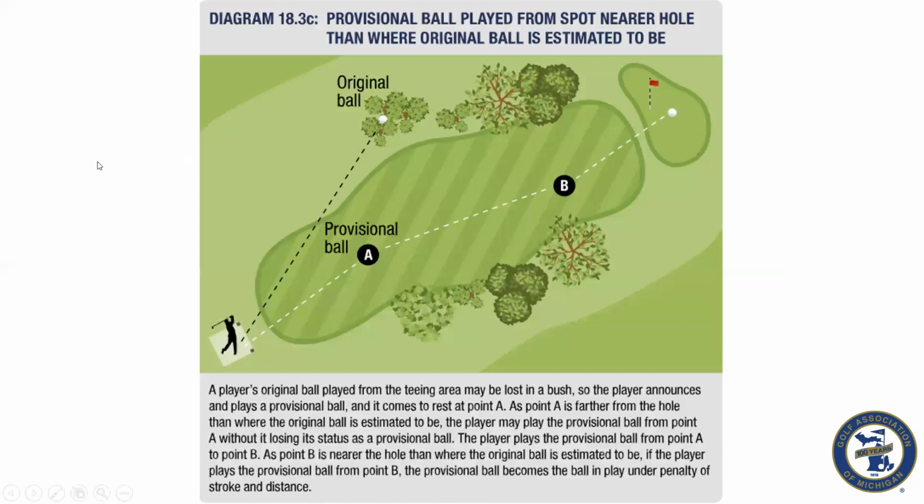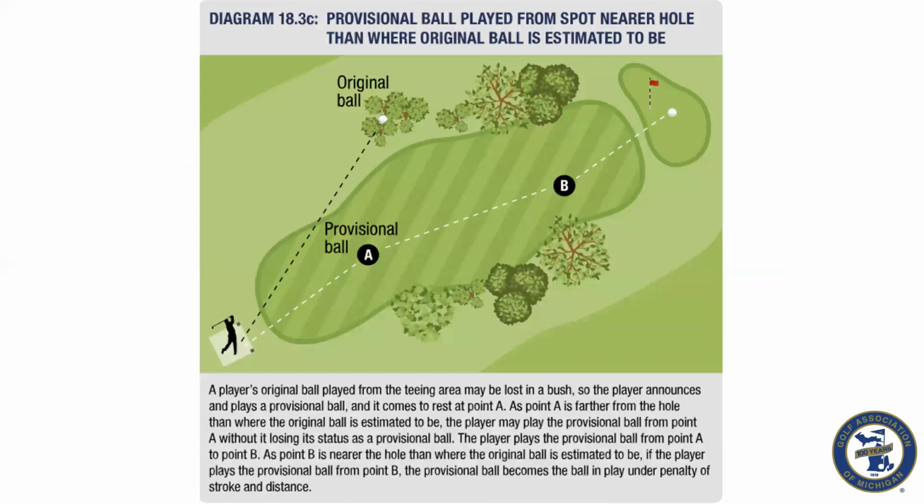All right, so provisional ball being played. We've got the writing, but really the best way to look at this is through the picture here. The player hits their original ball into this tree area, and then when they hit a provisional, they hit it shorter, to point A. They can keep hitting that provisional ball until they hit it at rest at a point that's farther or closer to where the hole is, or near where the original ball is.